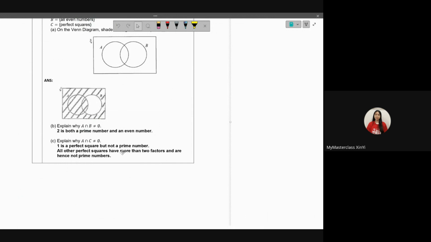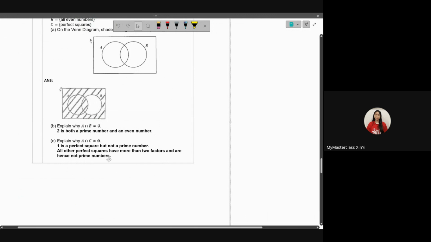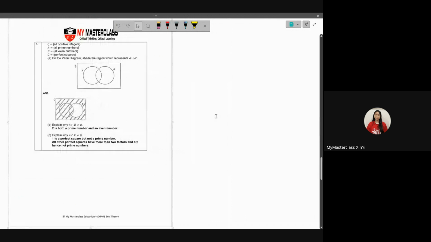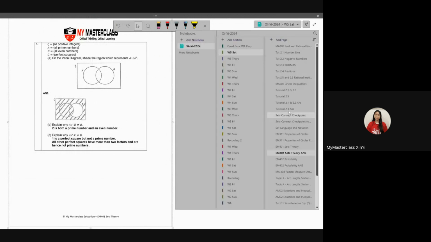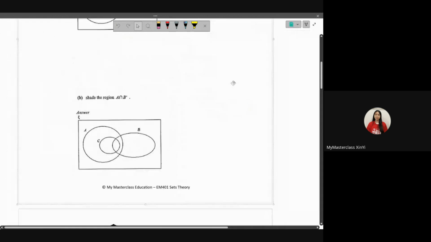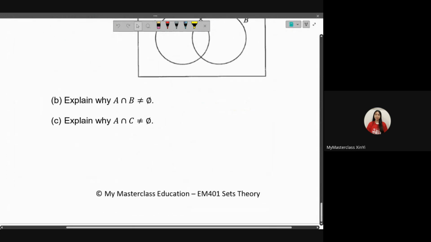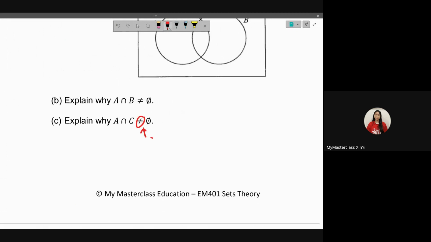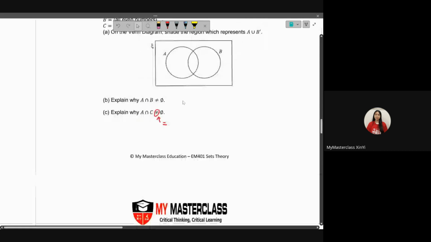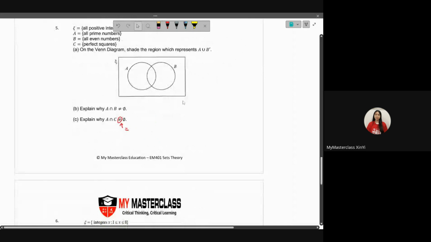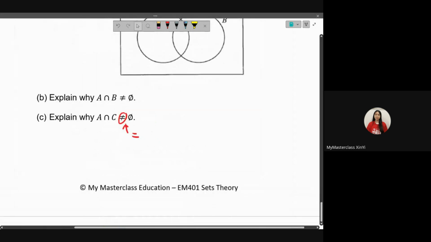There's a typo. Yeah, this should be equal to the empty set. Okay, wait, this part over here, you'll change this to equal to instead of not equal to. Sherry, also for question 5, part C, A intersect C should be equal to the empty set.